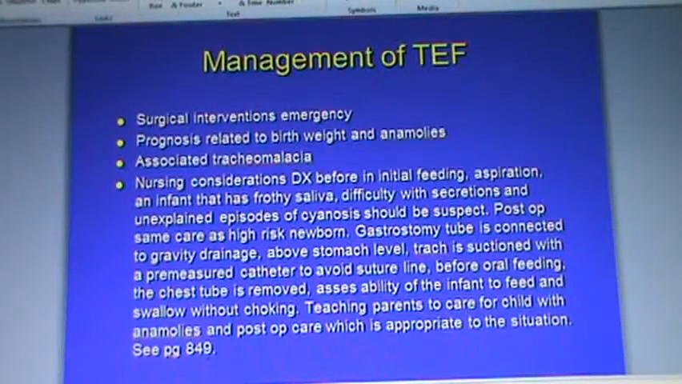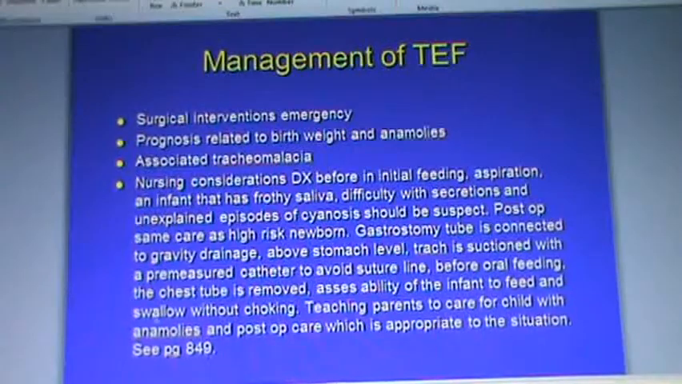Management: surgical intervention emergency. Prognosis related to birth weight and anomalies. Associated tracheomalacia. Nursing consideration: diagnose before initial feeding. Aspiration. Unexplained episodes of cyanosis should be suspect. Post-op: same care as high-risk newborn. Gastrostomy tube is connected to gravity drainage above stomach level, trach is suctioned with a pre-measured catheter to avoid a suture line.